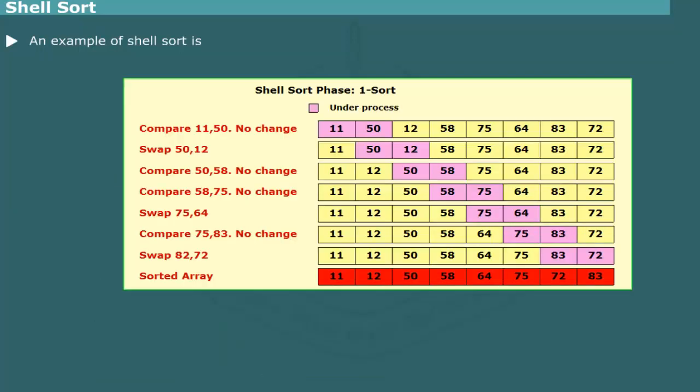In the last phase, 1 sort, the elements in the adjacent positions are processed. Thus, elements 11, 50 are compared. Since they are already in order, no action is taken. Then elements 50, 12 are compared and swapped to bring them in ascending order. This process is continued across the array. At the end, the array is in sorted order.